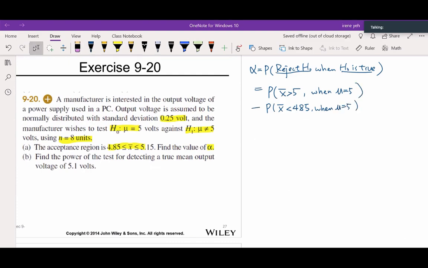Okay, two areas, we'll add them up. I'm going to standardize the first one: probability of z greater than 0, plus probability of z less than 4.85 subtract 5, divided by standard deviation 0.25, divided by square root of sample size.